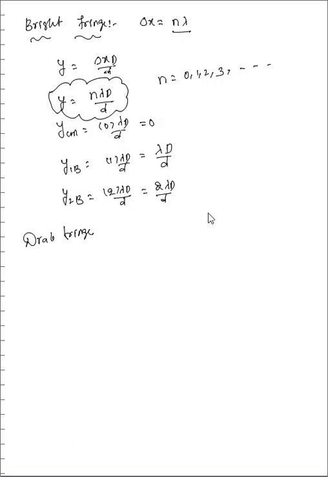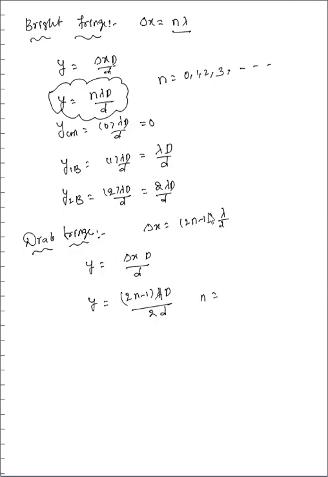Next, we discuss the dark fringe. Dark fringe is nothing but minima. For minima we learned that delta x equals 2n minus 1 lambda by 2. We know that y equals delta x D by small d. Therefore, y equals 2n minus 1 lambda D by 2d, and n starts from 1, 2, 3 and so on, as we studied in the last class. This is for the nth dark fringe.